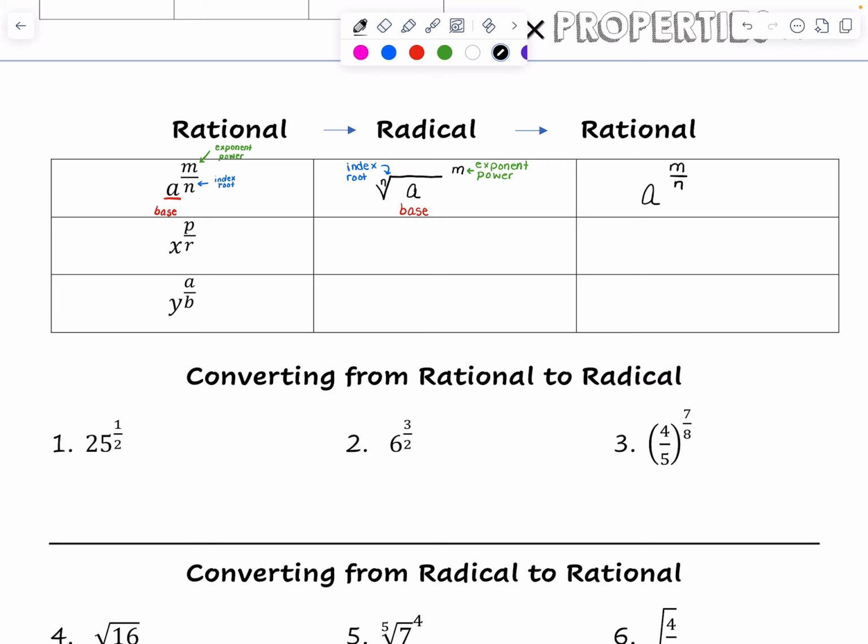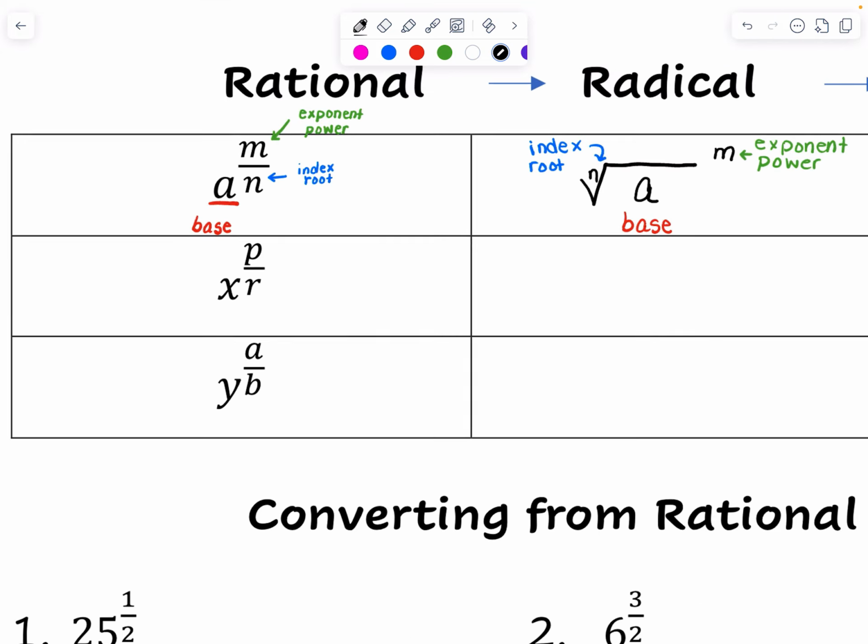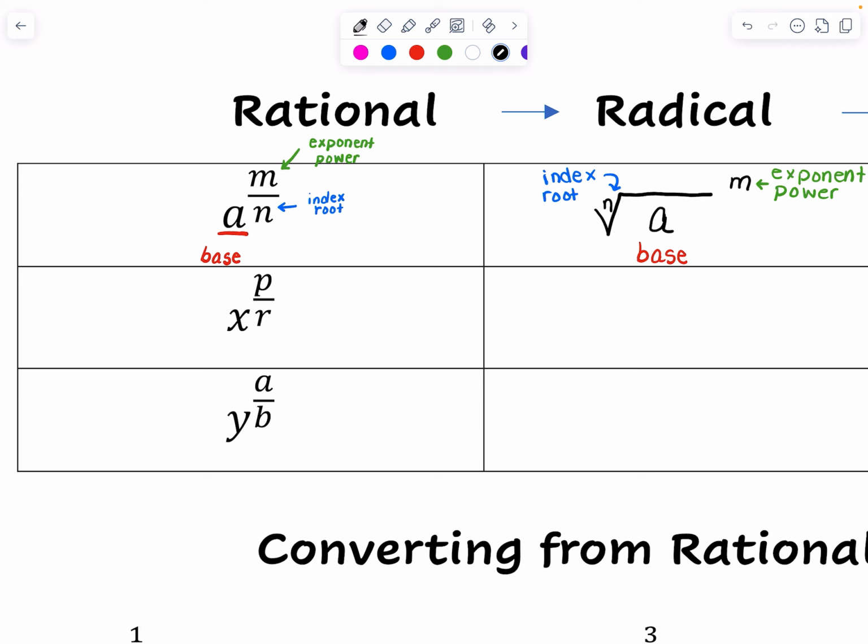All right, so the first thing we're going to be looking at is a rational expression and a radical expression and how to convert one from the other. So if I have something that is rational, it is going to have a base, a number, and then it's going to have an exponent that's a fraction. So I'm going to turn this rational into a radical.